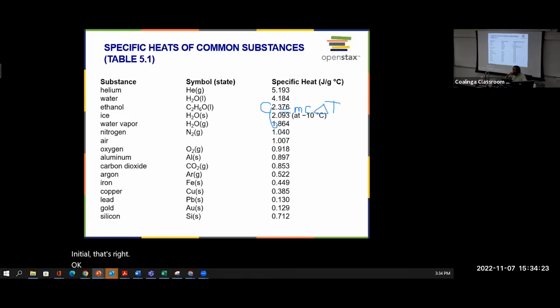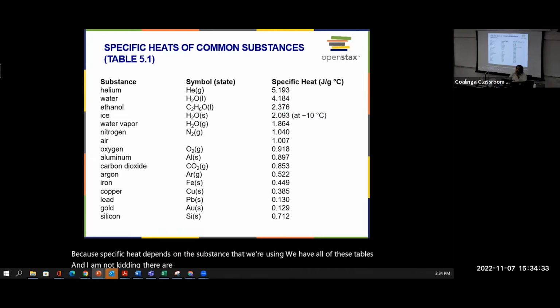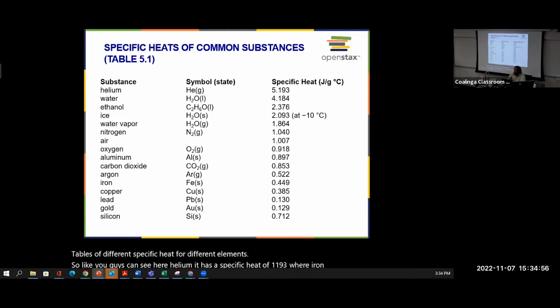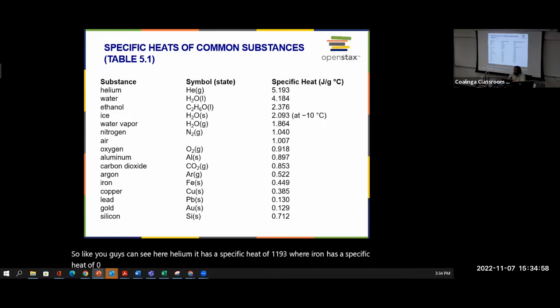Now, because specific heat depends on the substance that we're using, we have all of these tables. I am not kidding. I have a book that's about this big of tables of different specific heats for different elements. So like you guys can see here, helium has a specific heat of 1.193, where iron has a specific heat of 0.449.